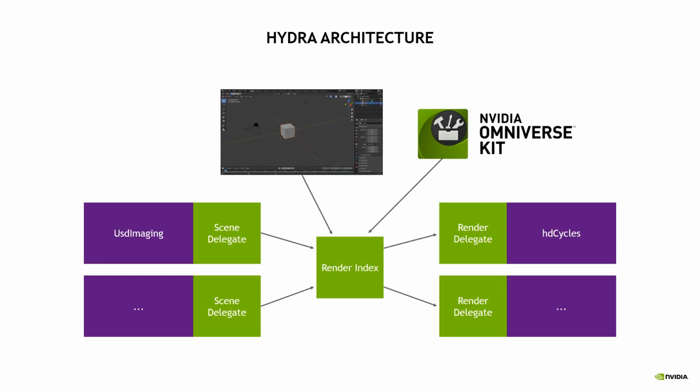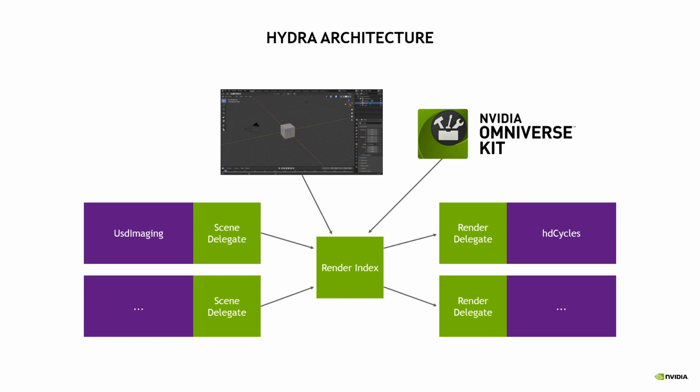Hydra is essentially comprised of three components: scene delegates, render delegates, and the render index. The central piece is the render index, which is a flat representation of the scene. It is managing the correspondence between a scene and resources used inside the renderer. Feeding into the render index, we have scene delegates, which abstract the scene representation.